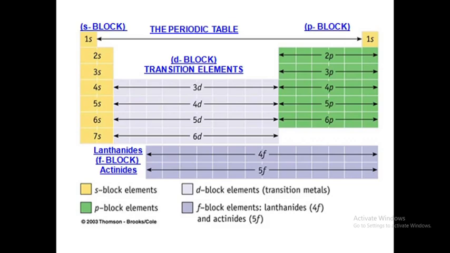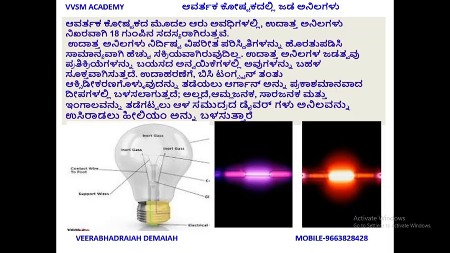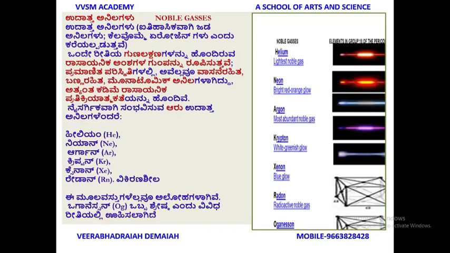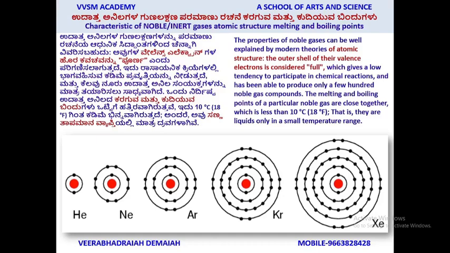So, well friends, S block, P block and D block elements. S block elements, P block elements, D block elements, which are transition elements, and F block elements are lanthanides and actinides. You know, friends, the characteristics of noble or inert gases: atomic structure, melting point and boiling point.